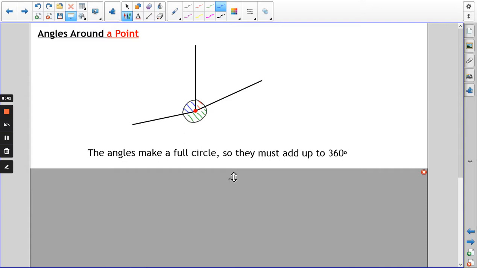Okay, it doesn't matter whether there's two angles, three angles, four angles, five angles. If they go all the way round and make a full circle, then they must add up to 360 degrees.